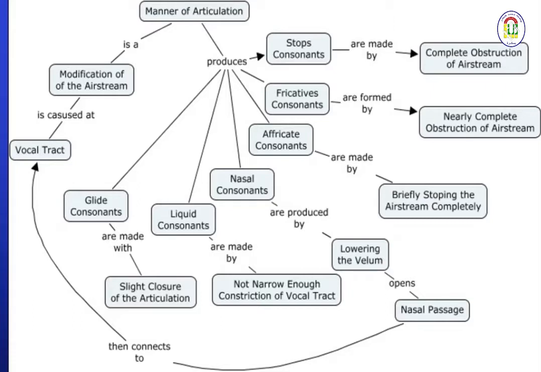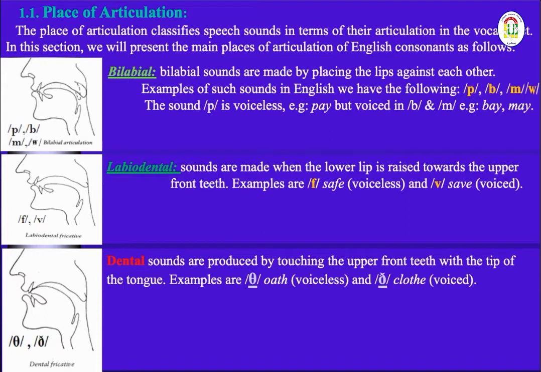They are called liquid because the air is passing through both edges of the tongue, like in producing l and r. Glide consonants are made with a slight closure of the vocal tract. They look like the gliding vowels, which are diphthongs in which you have movement from one place to another. The same when you produce y and w. Sometimes they are called semi-vowels because they look like vowels. The different place of articulation.